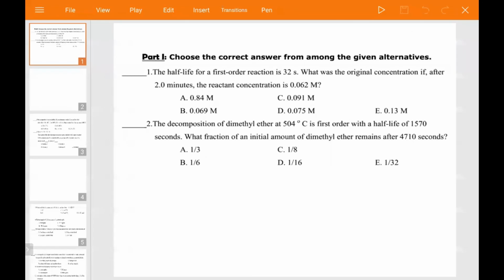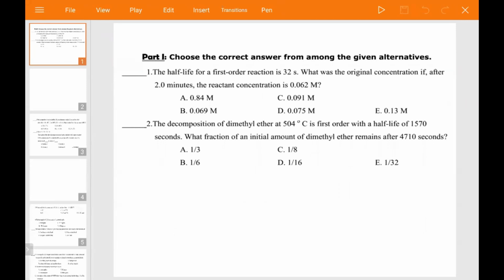Okay, here our topic is from grade 11 as a revision, particularly on how to calculate the half-life. Number 1, the half-life for a first-order reaction is 32 seconds. What was the original concentration if after 2 minutes the reactant concentration is 0.062? And it is first order.